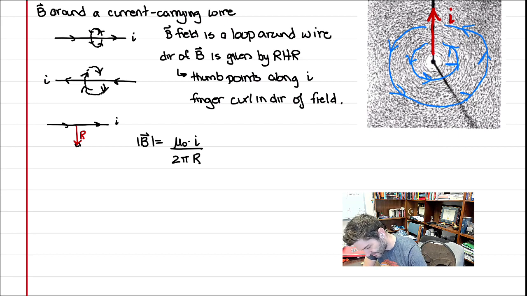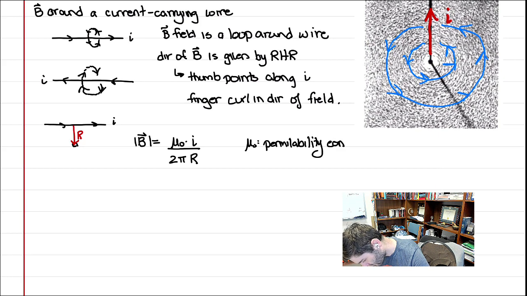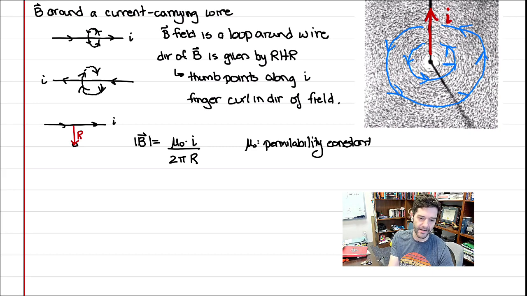And this mu naught is called the permeability constant. It plays an analogous role to what epsilon naught did for the electric field. Epsilon naught was a constant that quantified the electric field in terms of the medium it was present within, which could be a vacuum, air, or something else. This constant does the same thing, but for magnetic fields.